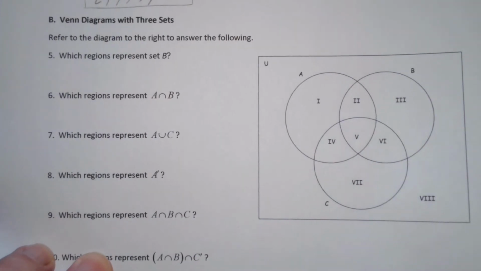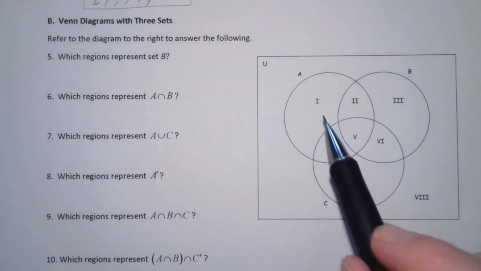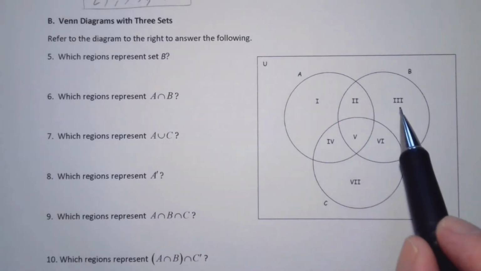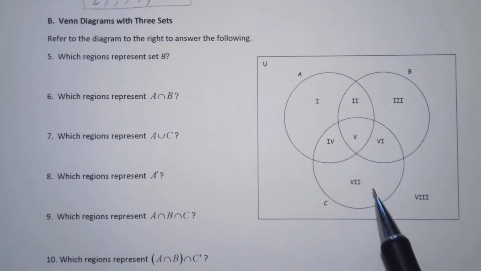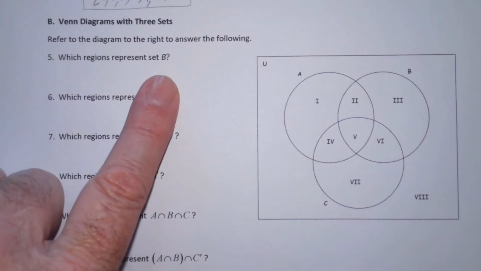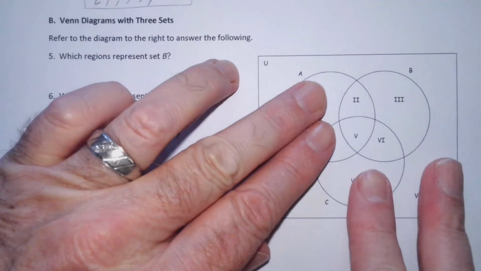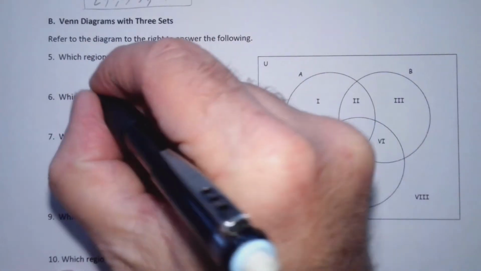Venn diagrams with 3 sets. All right, so these are the regions, 1, 2, 3, and so on. There's a total of 8 regions. Notice we're using Roman numerals. So which regions represent set B? Well, it's basically everything in the B circle. So we've got 2, 3, 5, and 6.